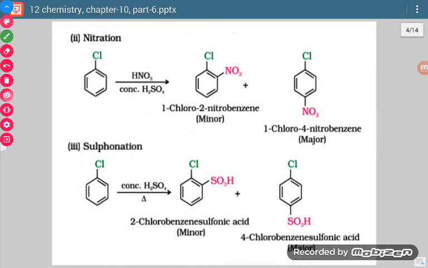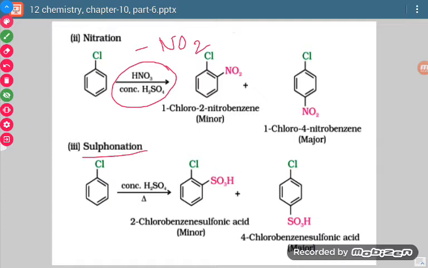Now let us talk about nitration. In nitration, the nitro group is the electrophile which will be added. It is added when we take a mixture of concentrated nitric acid and concentrated sulfuric acid. This mixture provides the NO2 group, and that NO2 group is added at the ortho and para positions, substituting after releasing H from that particular position. So we get ortho product as well as para product.